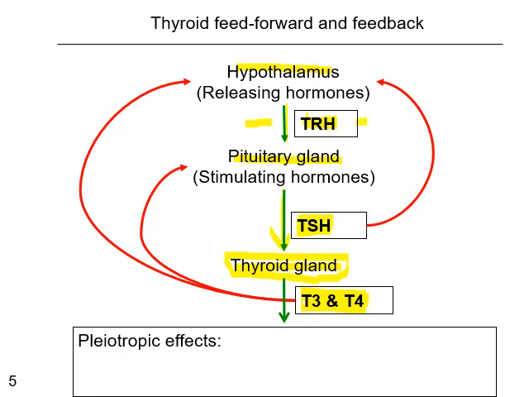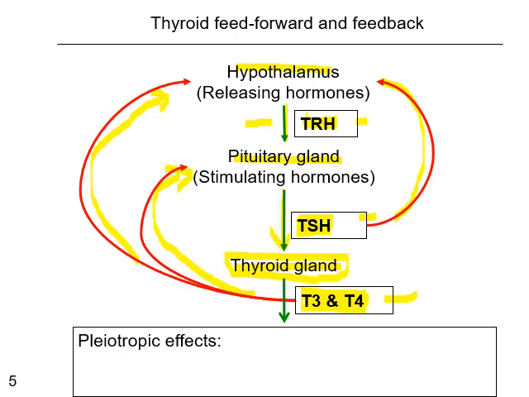TRH is a peptide hormone, TSH is a peptide hormone, and T3 and T4 are iodinated tyrosine derivatives. TSH does negative feedback, and T3 and T4 does negative feedback to maintain homeostasis of T3 and T4 production. Let's go on to look at the next slide where we will talk about pleiotropic, that is to say many effects, the many effects of T3 and T4.